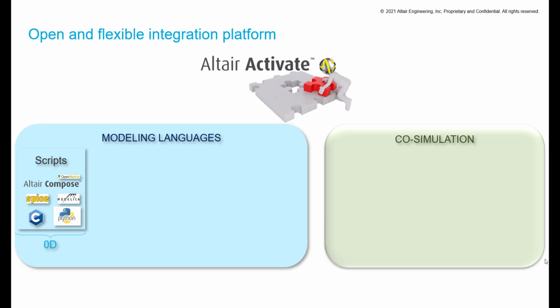So you can design subsystems in Activate using a mathematical approach, using just scripting, and it embraces many languages for scripting. C code, SPICE for electronic component modeling, Modelica for physical components, Python, and our own open matrix language, OML, which is a matrix-based language for mathematical scripting.